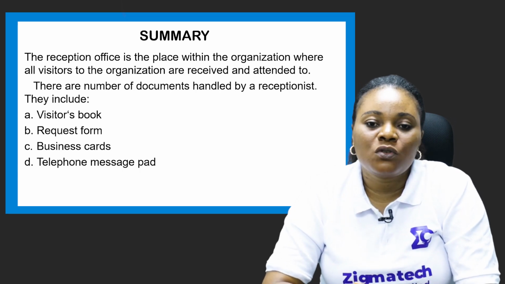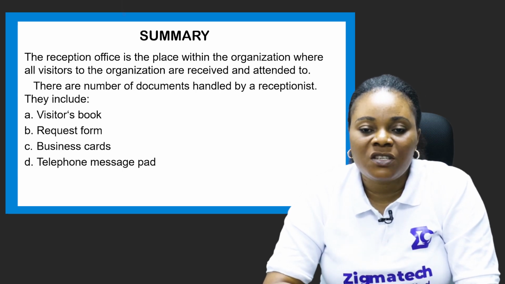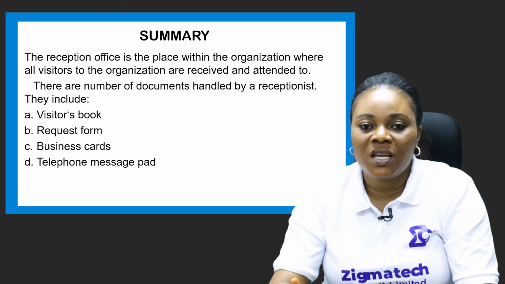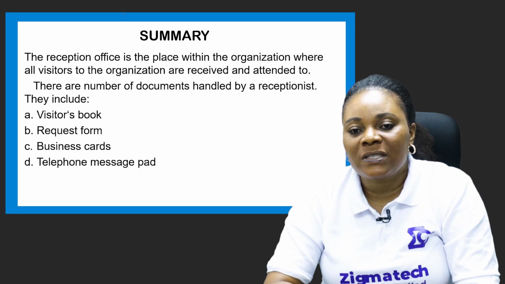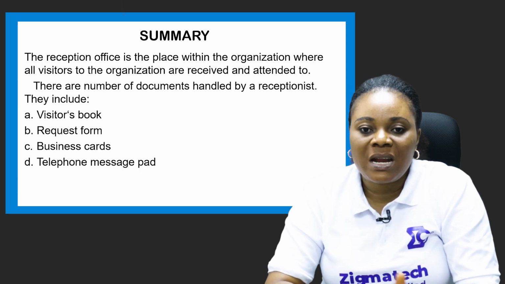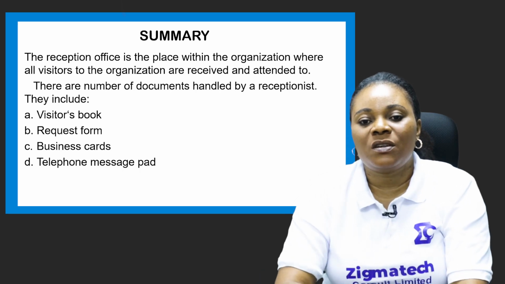We have the request form. The request form too is used to take down the name of the visitor, the purpose of the visit, the official he or she wants to see, and is used to indicate if the person has a prior appointment or not. This form now is taken to the official to decide if he or she is to be seen or not.